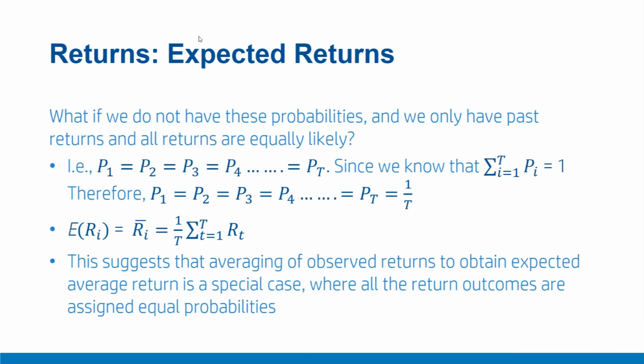To summarize, in this video, we introduced the risk return framework in financial markets. We examined the computation of actual returns and expected returns and discussed the contrasting differences in these. Lastly, we also discussed that averaging of returns is a special case of expected returns wherein we can assign equal probabilities to all the possible historical return outcomes.